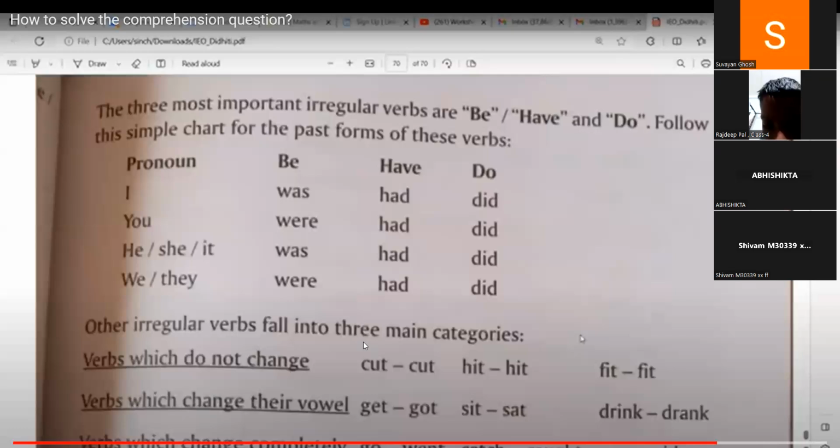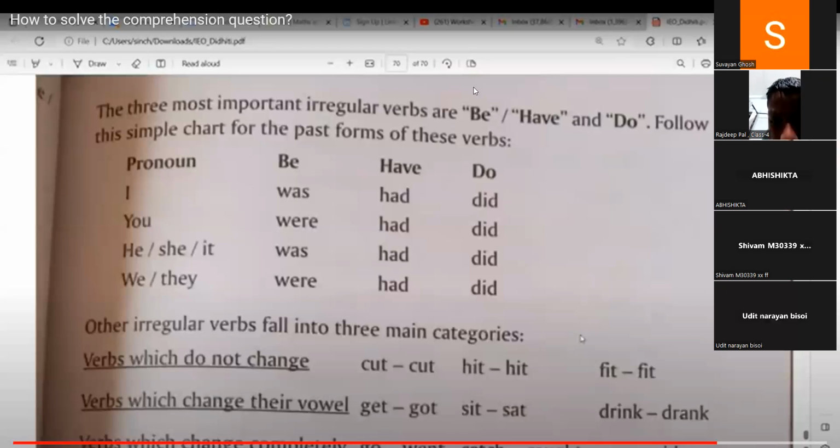Okay, Udit, first tell me better what is an irregular verb and what is a regular verb? Ma'am, regular verb and irregular verbs. Yes. Regular verb meaning we will do, and irregular verb means like a book, chair.